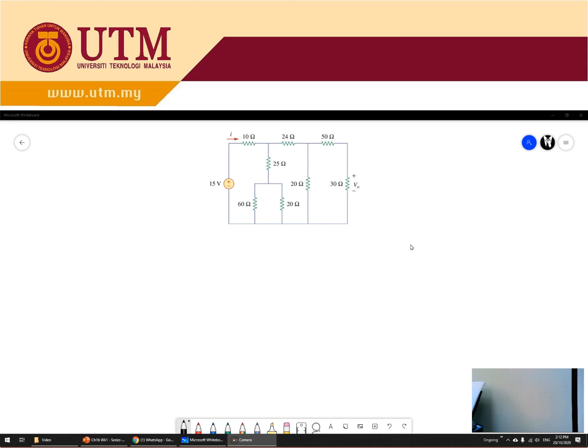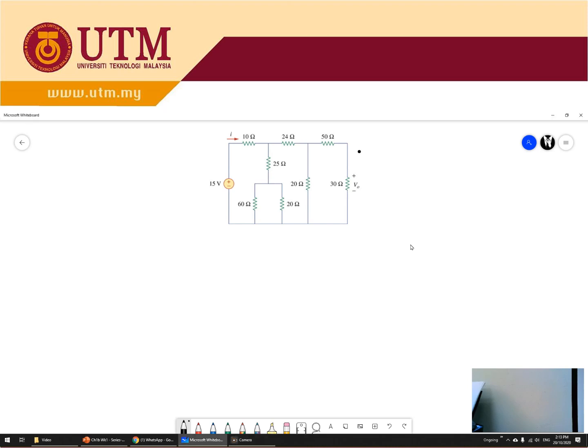If you look here, this one is in parallel. The first thing you need to find is which one is the simplest. As you can see here, this one and this one are in series, and this one is in parallel. So you can solve these two first. This one is 50 plus 30 equals 80 ohm.